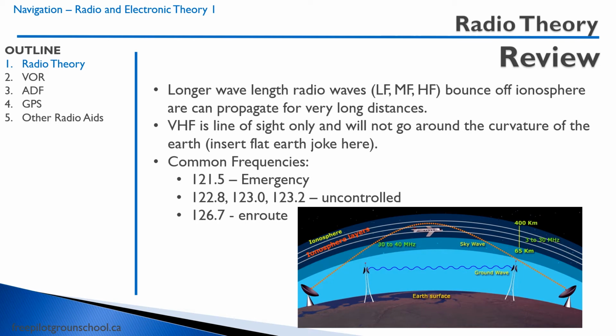Let's talk about some different types of radio waves. In the atmosphere, we have something called the ionosphere, a high concentration of ions. Longer wave radio, so that's lower frequency, so we're talking about low frequency, medium frequency, and high frequency waves, bounce off the ionosphere and go back and forth. And so they can propagate for very long distances.